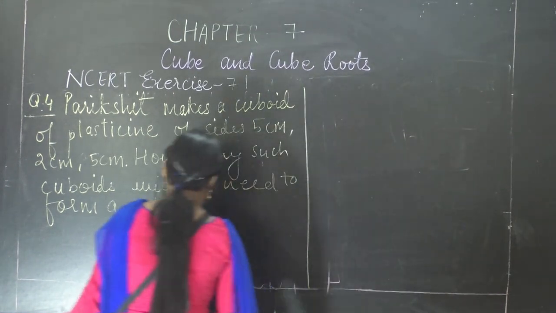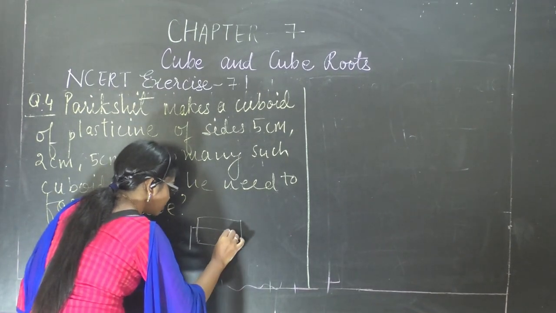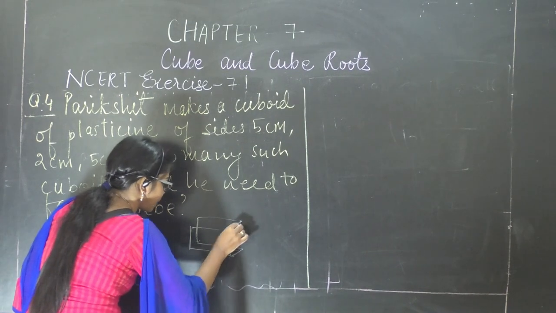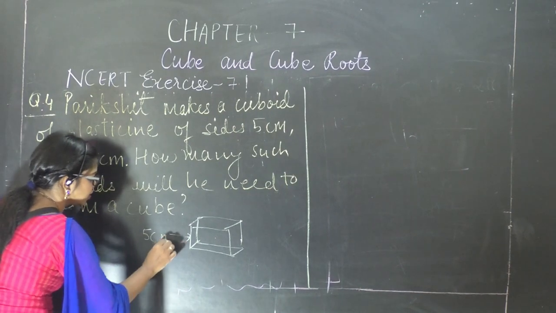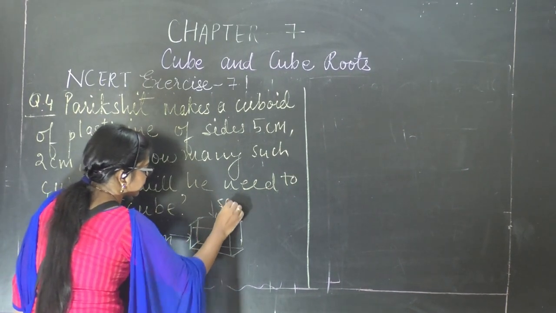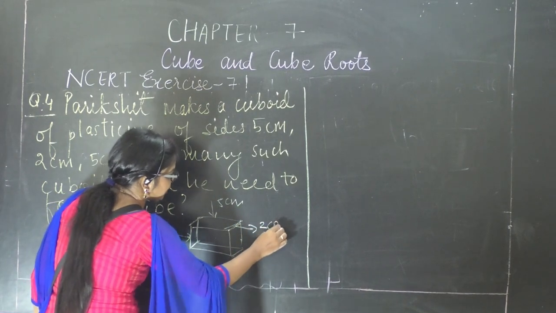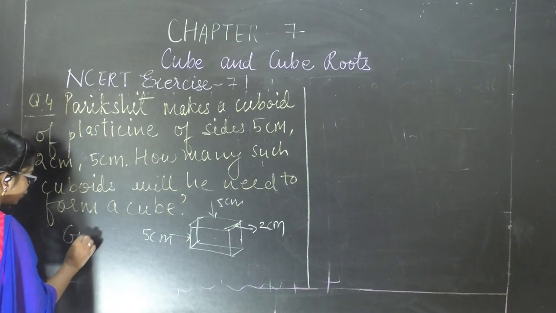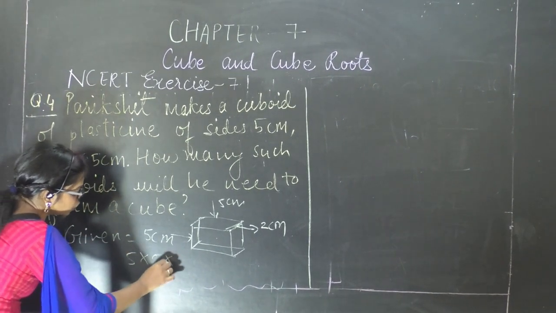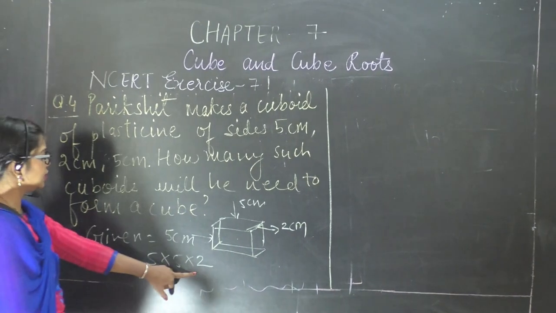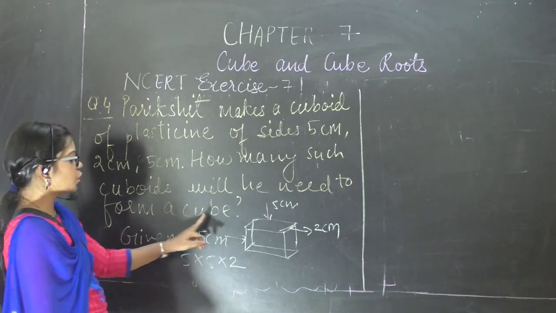So here I am thinking of a cuboid. Here the side is given as 5 cm, this is also 5 cm, and this portion is 2 cm. Means the given sides are 5 into 5 into 2. These measurements are given. How many such cuboids will you need to form a cube?